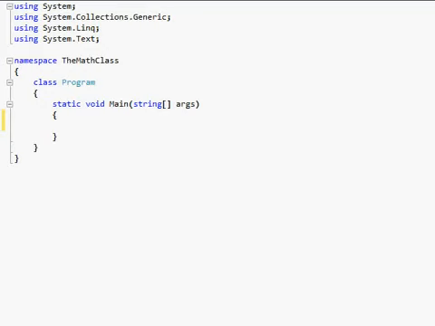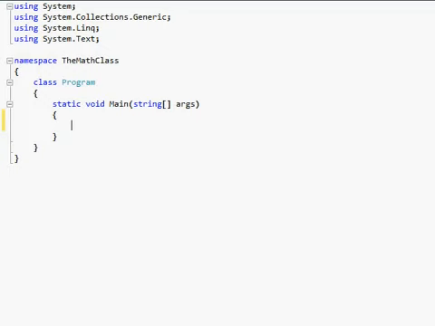Hey guys, welcome to your 9th C# tutorial, and today we're going to talk about the math class. Now what the math class is, it's an easy way for you to do simple mathematical operations other than addition, subtraction, multiplication, division, etc.